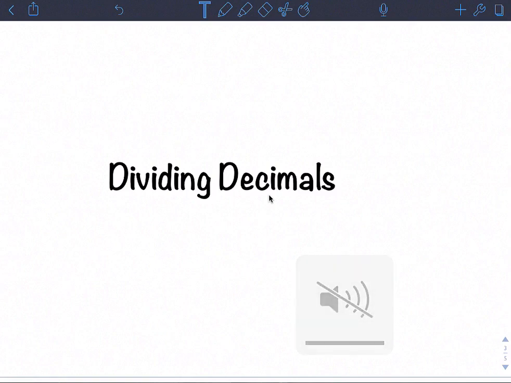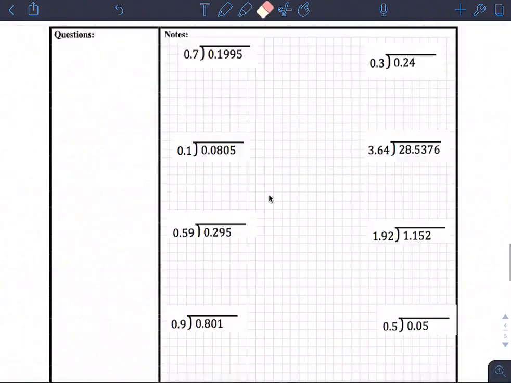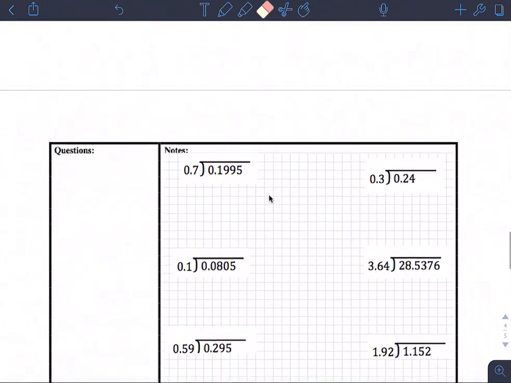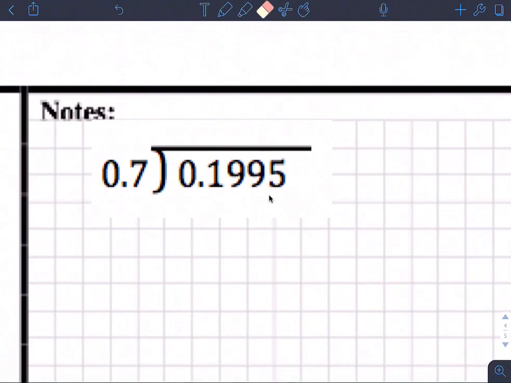Okay, so today we're going to go over how to divide some decimals. So here are some practice problems. We'll start with this first one. We have 1,995 ten-thousandths divided by seven-tenths. If you would see this problem written a different way, it would be written like this.